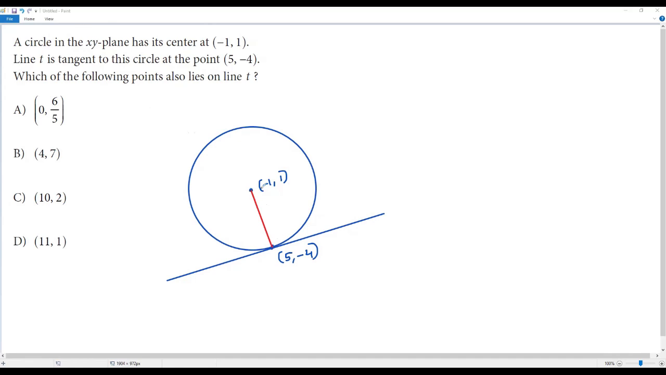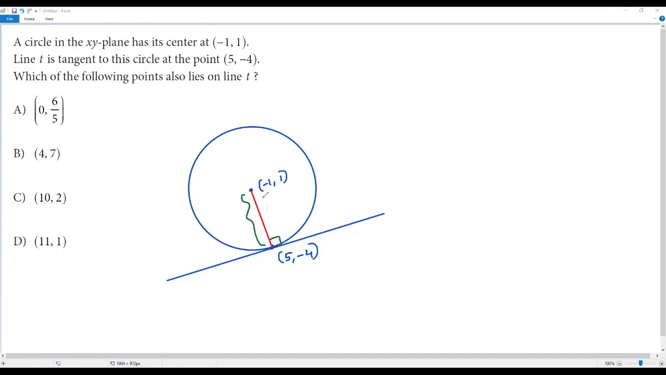Here this red color line segment represents the radius of the circle, and always the angle between the radius and the tangent at the point of contact is a right angle. So here we have a right angle. Now what we can do is find the slope of the radius using these 2 points. Once we get the slope of the radius, we'll be able to get the slope of the tangent line, because the tangent line and radius are perpendicular.